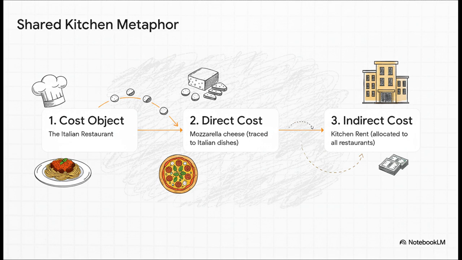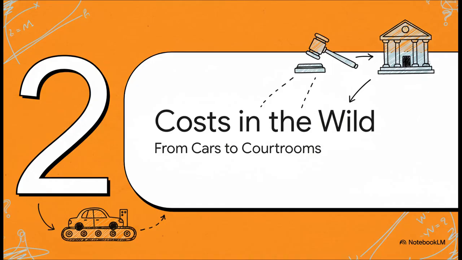It benefits all three businesses, right? So you can't trace it just to the Italian place. You have to logically divide or allocate a piece of that rent bill to each one. All right, so that's the theory. Now, let's see how this actually plays out in the real world. Because this stuff isn't just for textbooks. It's exactly how every successful business on the planet understands its own profitability.